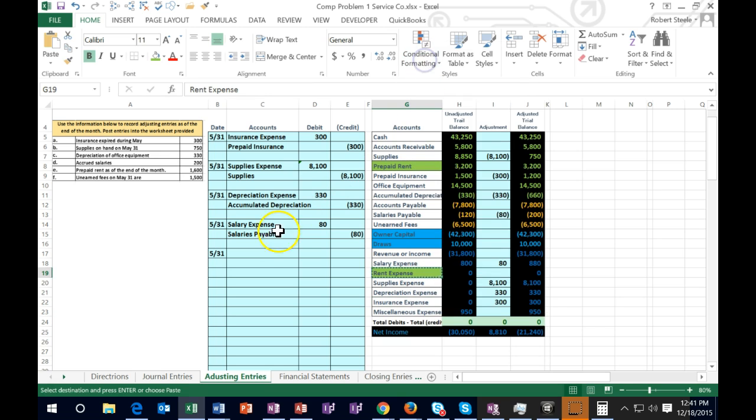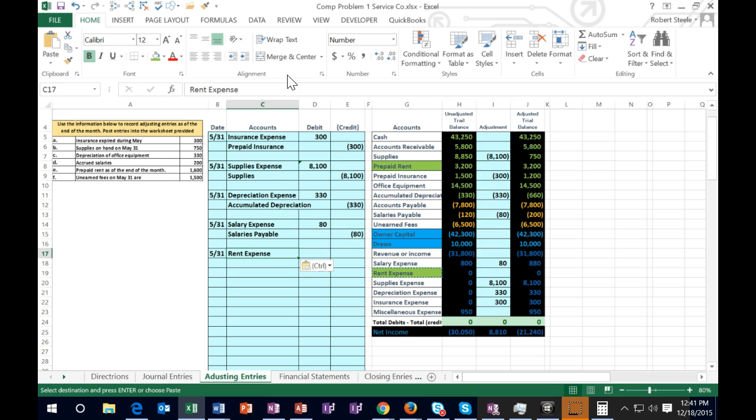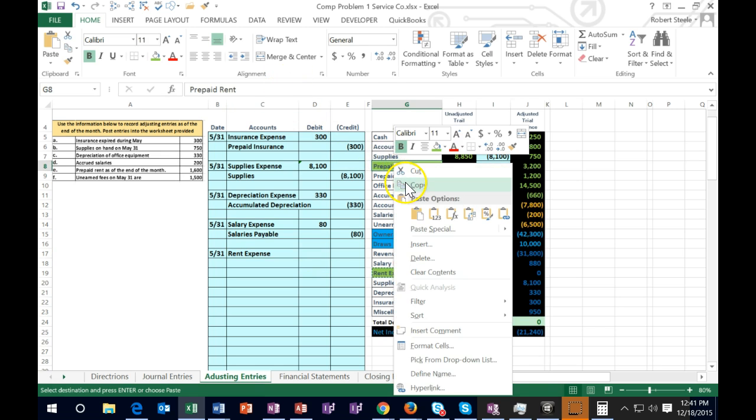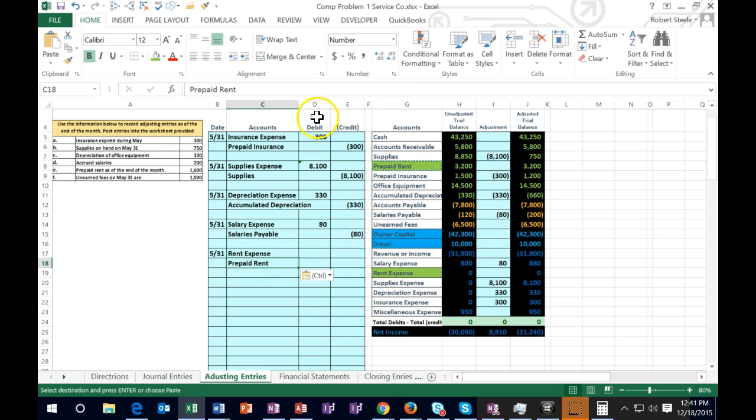I'm going to put that on top in cell C17, right click, paste it 1, 2, 3. So we're going to debit the rent expense. Therefore, we must be crediting the prepaid rent. So I'm going to copy that. I'm going to put that on the bottom. We can see what we're doing without really knowing why we're doing it if we go through that series of questions. Now let's talk about why we're doing it.